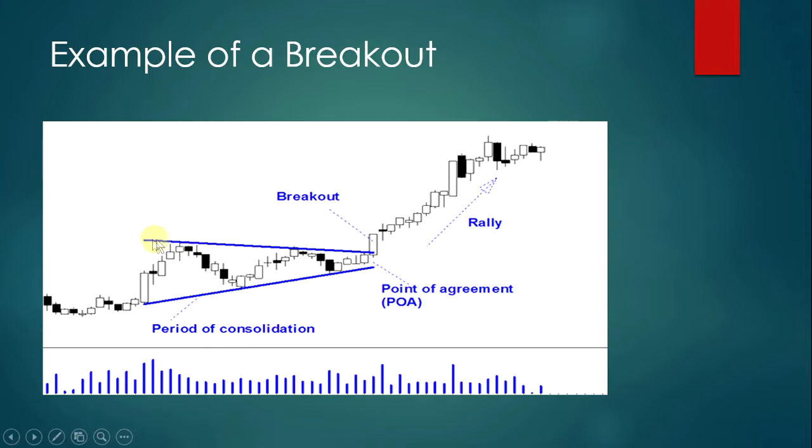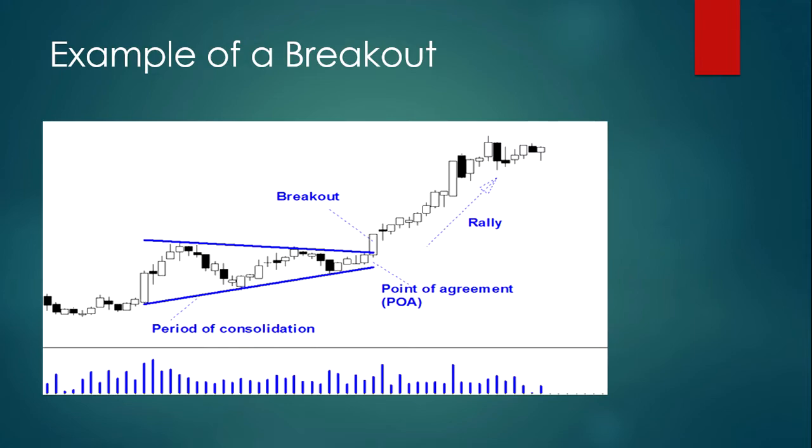So what's happening here is the resistance level is actually coming to meet the support level, okay? This means that something is going to happen here. Something has to happen at this point. A big move is going to happen. Either there's going to be a breakout or a breakdown. This is actually called a point of agreement. Right now, at this very specific point in the market, the bulls and the bears are in agreement.